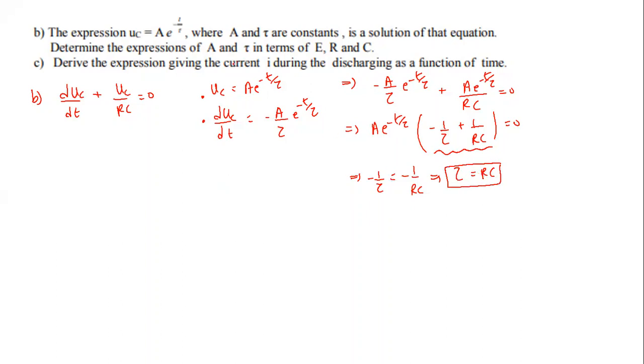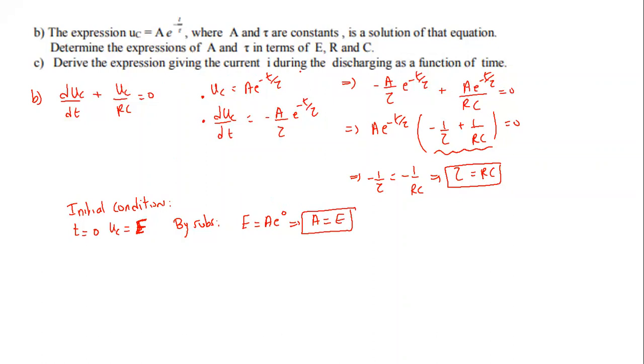Now the question is to find A. In order to find A, we take the initial conditions. At t equals 0, UC is equal to E, since we are in the discharging process. So if we substitute, we have E equals A e to the power 0, which means that A equals E.